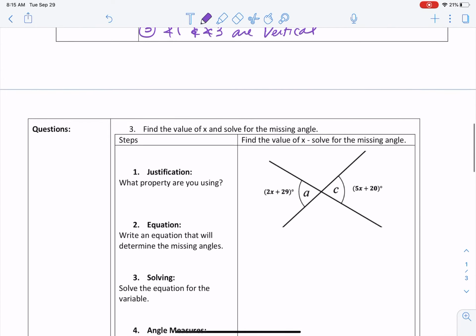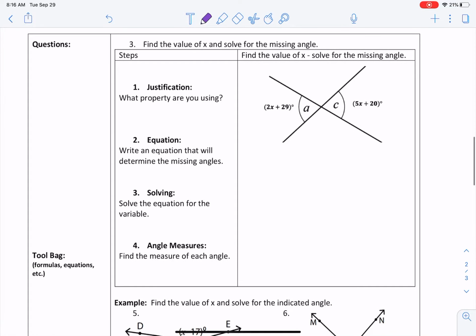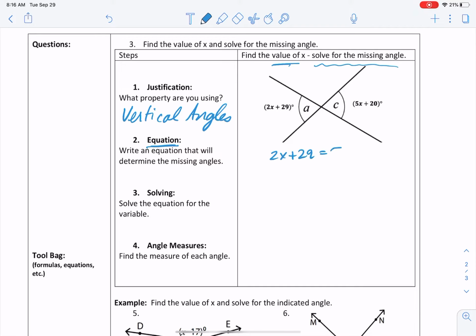All right, let's look at number 3. So we're finding the value of x, and then we will solve for the missing angle. So justification, what property are we using? For this one, everything on this worksheet will be vertical angles, at least to start with. Those are vertical angles. That means that those two pieces are congruent. So when we write the equation, then I write 2x plus 29 equals 5x plus 20.